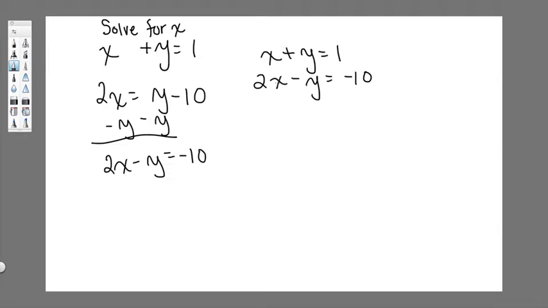Now I can use these two, and notice they are the y's. We're going to solve for x, so the y's are inverses. They're going to cancel out. So would you take a second and just add those two equations together for me?